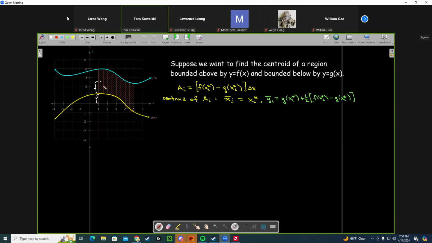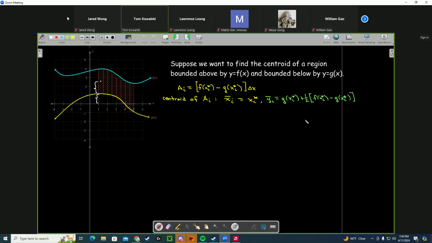halfway up the rectangle, but the rectangle is already a distance away from the x-axis. But we know that distance. That distance is the G value. And then we're going to add to it the halfway up. Well, halfway up would be half of the difference between the top curve and the bottom. So it would be the bottom plus half of the difference, top minus bottom.